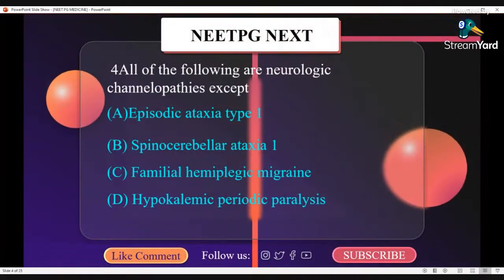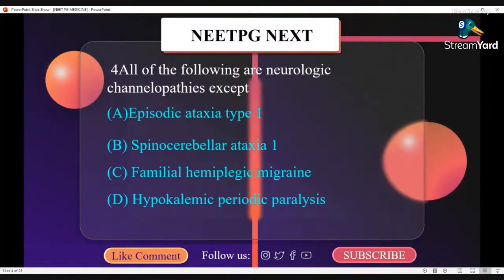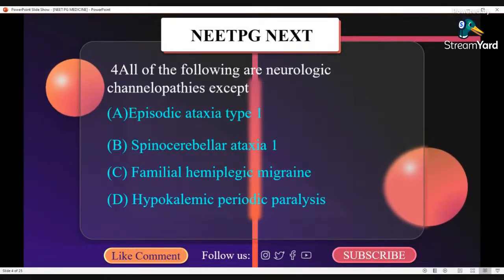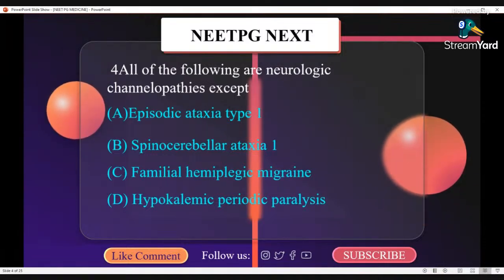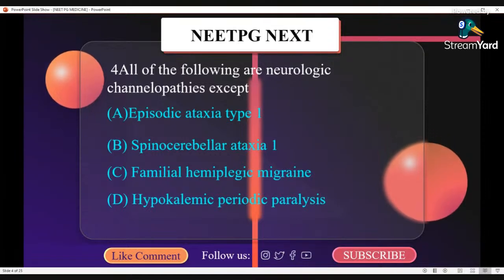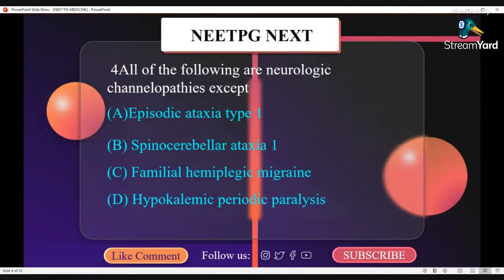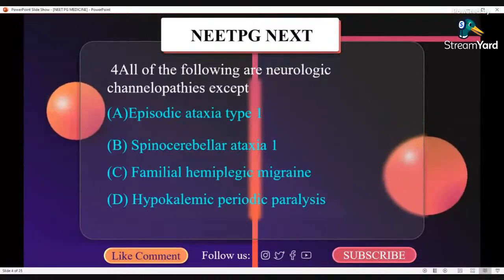All of the following are neurological channelopathies: A. Episodic ataxia type 1, B. Spinocerebellar ataxia type 1, then familial hemiplegic migraine. Spinocerebellar ataxia type 1 is not a neurological channelopathy, but spinocerebellar ataxia type 6 is a neurological channelopathy.